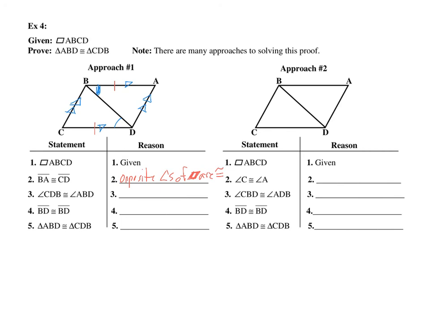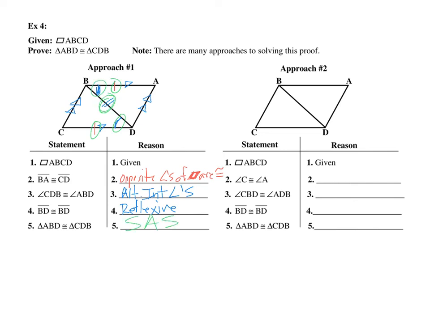So how do I know that these angles here are congruent? Those are alternate interior angles, going back to chapter 3. And then BD is congruent to BD. Anything that's congruent to itself, that's the reflexive property. Then we have to look for our shortcuts for proving triangles are congruent. What do I have here? I have side, angle, side. So it's SAS.